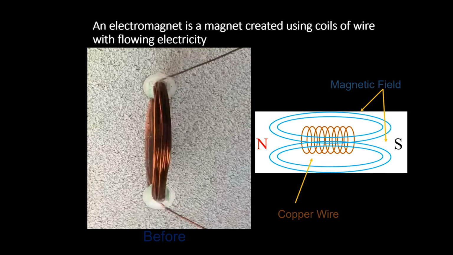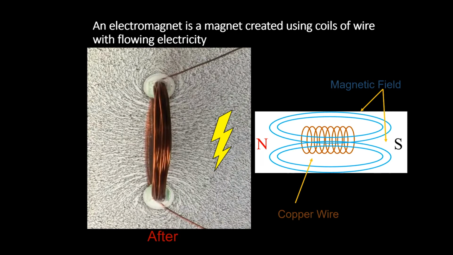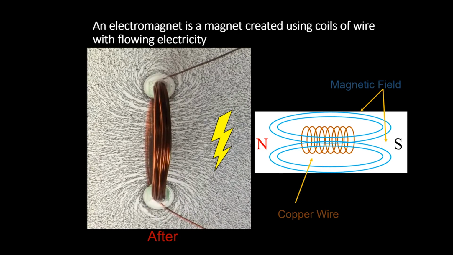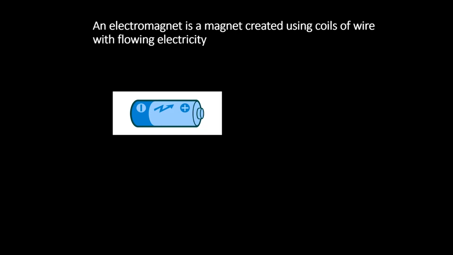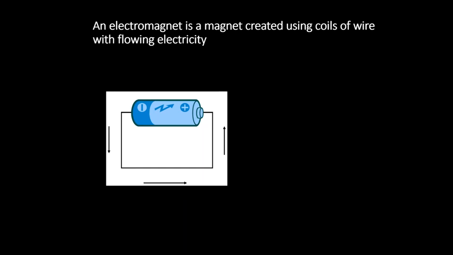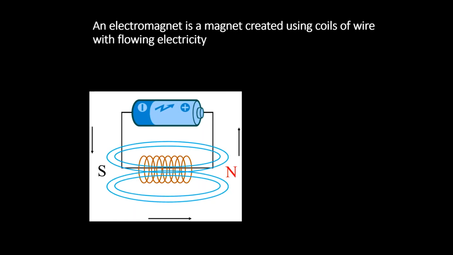An electromagnet is created using a coil of wire. As you might know, electricity results from the movement of negative charges, electrons. When electrons move in a loop, they produce a magnetic field. We can make our own electromagnet with a battery connected to some copper wire, producing a magnetic field.